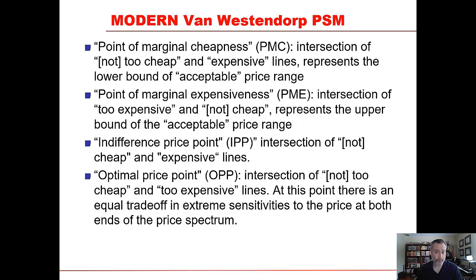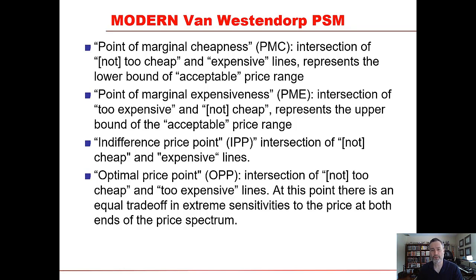And in the modern version, this would be the intersection of the not too cheap and expensive lines. Okay, and you may be asking, hey, wait, where does not too cheap come from? We asked them a question about it being too cheap, and that is one of the distributions that we actually have to invert. We'll talk about that more in a minute.